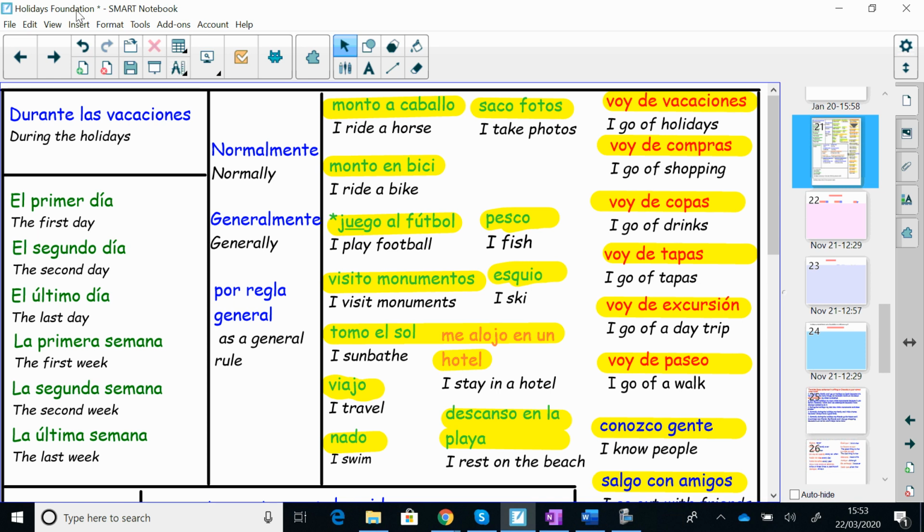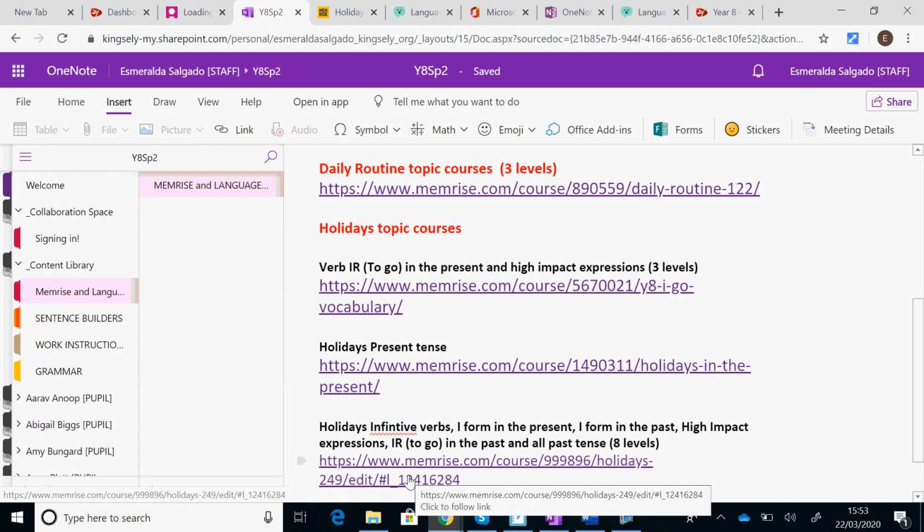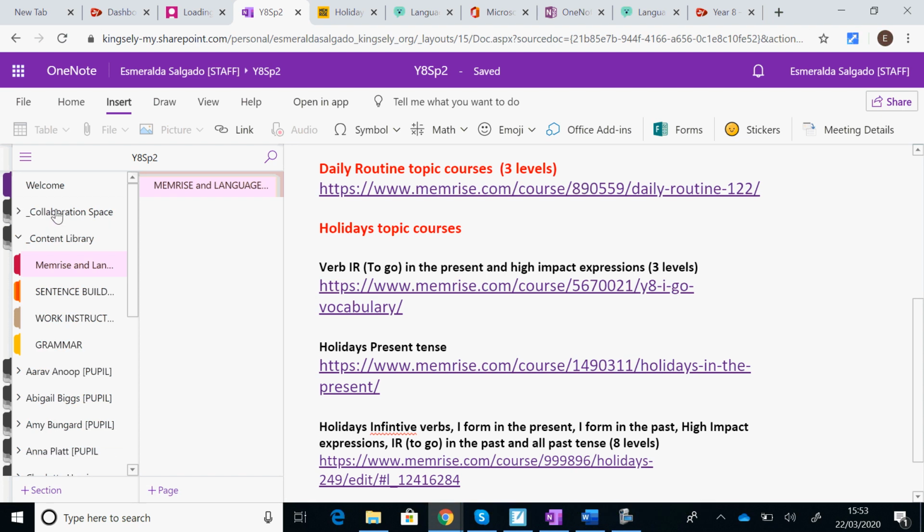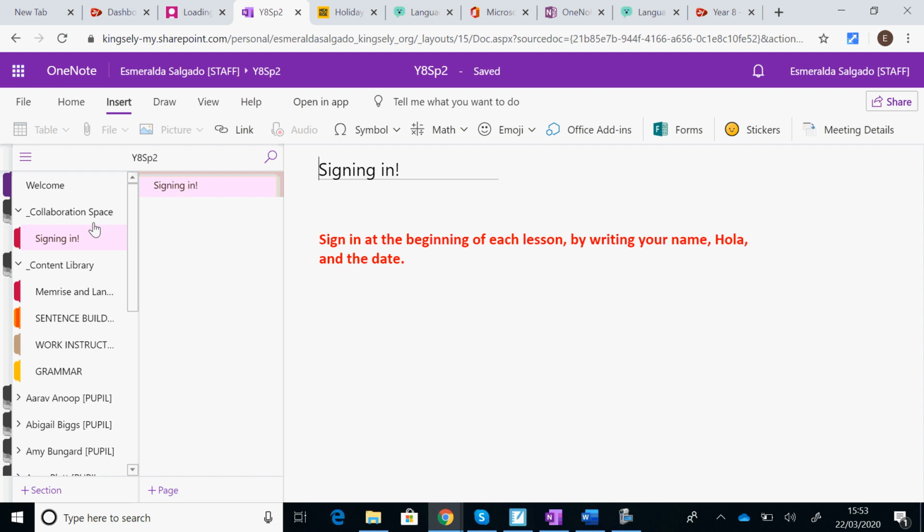I have opened for you, nothing to do with this lesson, but just for you to know, a OneNote class. You must have got by now an email from me inviting you to our OneNote class. When you enter the OneNote class, what you have is a collaborative space. What I expect there is that you click on signing in.